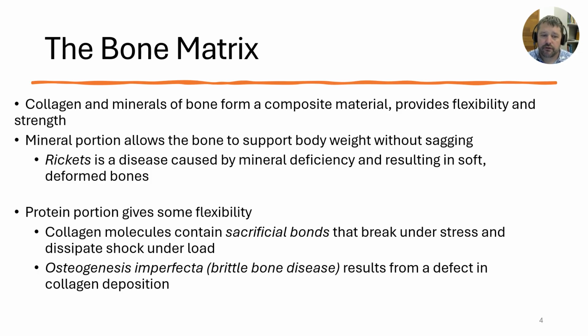Osteogenesis imperfecta is a bone disorder, which we call brittle bone disease. And that's really where the collagen molecules are missing. The collagen is not deposited, and so really you just have a high amount of mineral, and it causes the bones to be brittle and kind of shatter when there's stress put on them. So the flexibility is gone at that point.